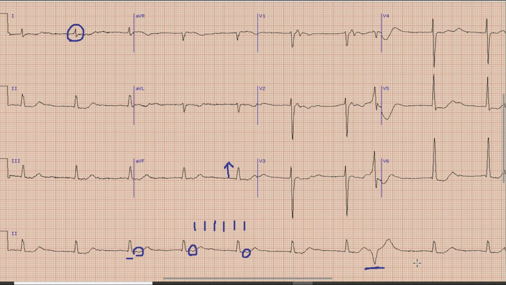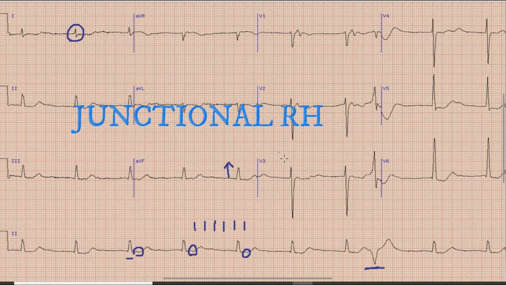So, a rhythm at around 40 to 60 beats per minute, in which there is a narrow QRS complex followed by a retrograde P wave, means that the origin of the rhythm is from the AV junction. So this is junctional rhythm.